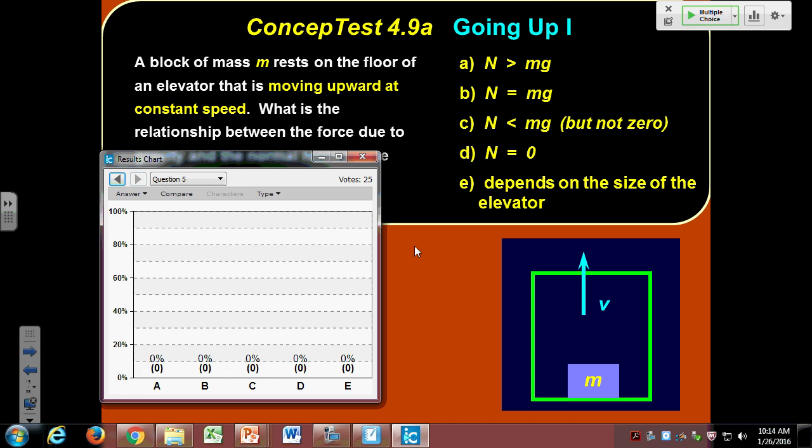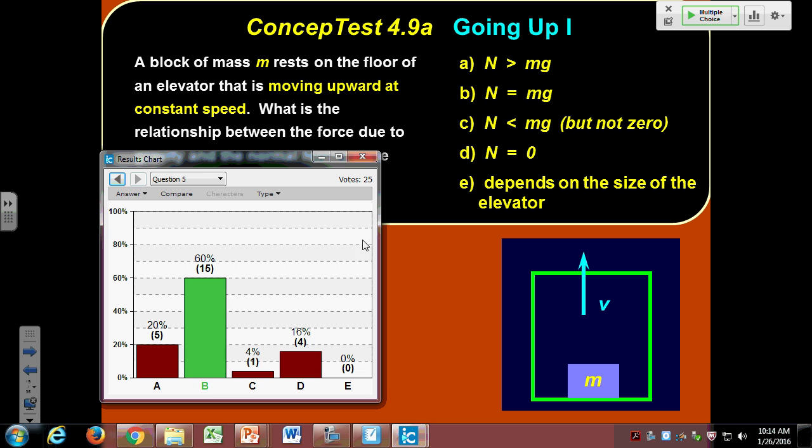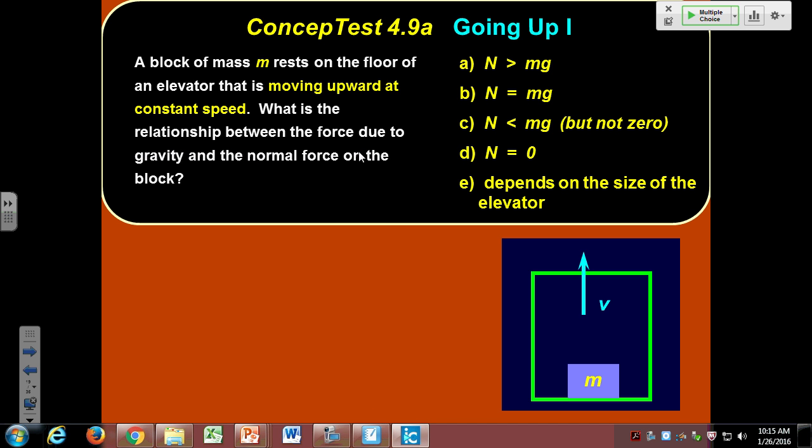Oh, awesome. Pretty good job on that. All right, so B is the right answer. The normal force will equal the weight. And so this is exactly the same as if it weren't moving at all. It says it's moving at a constant speed, but that means the acceleration is equal to 0. That would be exactly the same as if the object was just sitting somewhere not moving at all.